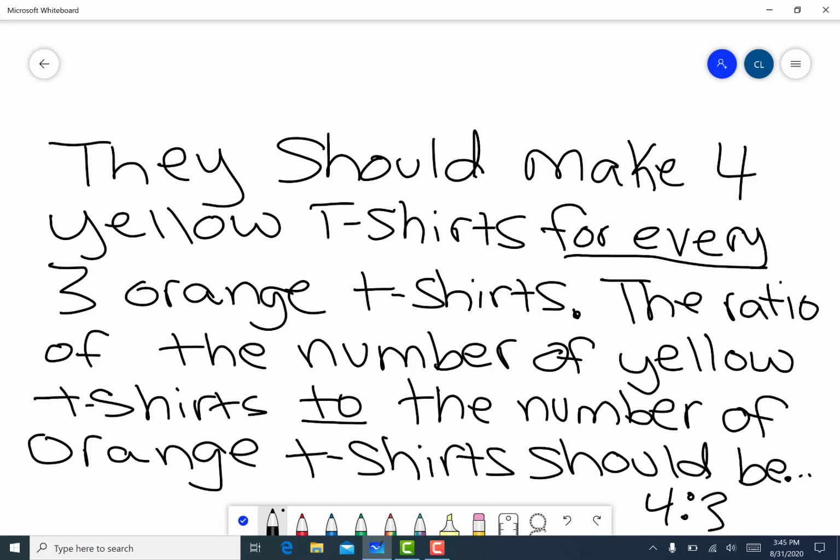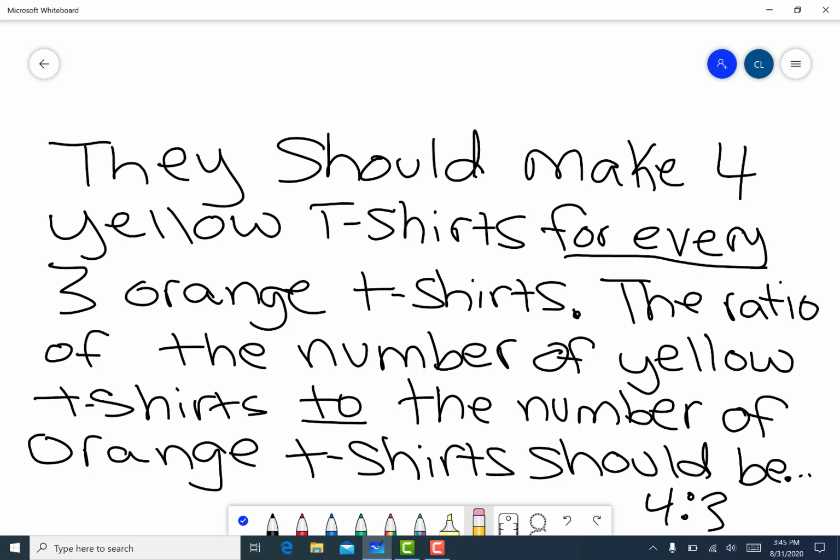So for your description of the ratio relationship, you find something that would go for it. If you look at the next one, it says 3 to 4. All you need to do is turn this one around, or you could even find something else that had 4. Blue had 4, so you could write blue instead, or you could just flip these words around and say they should make 3 orange t-shirts for every 4 yellow t-shirts. The ratio of the number of orange t-shirts to the number of yellow t-shirts is 3 to 4, and just switch it around. That one's relatively easy.